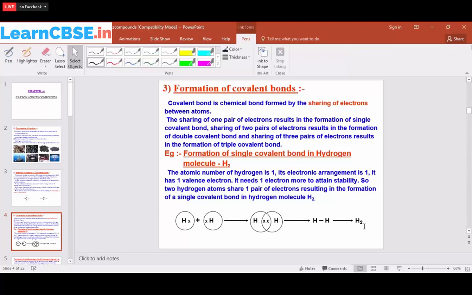We normally call it an H2 molecule. Hydrogen always occurs in the state of H2. It's a diatomic molecule.